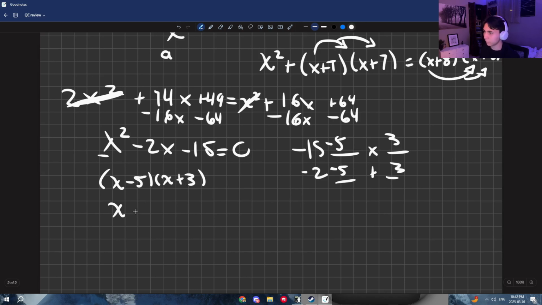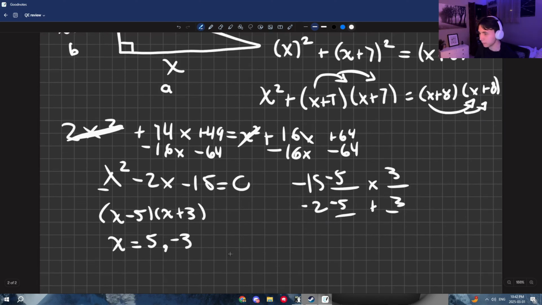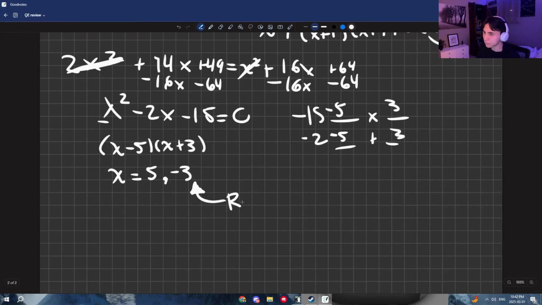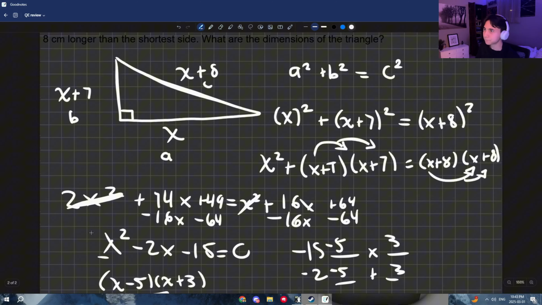And now we can just solve for x, and we have x is equal to 5 and negative 3. But there's one thing to note, is we're going to have a reject solution here. Since we have one of our sides equal to a negative, we can't have a negative dimension. So we just have to reject this, or reject if this is our written response. And meaning our only solution here is going to be x is equal to 5.